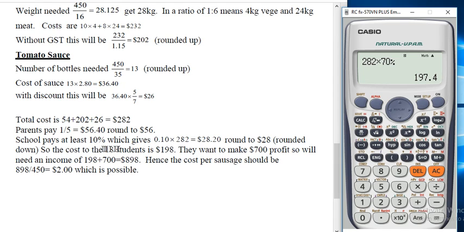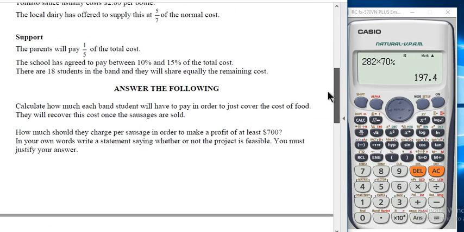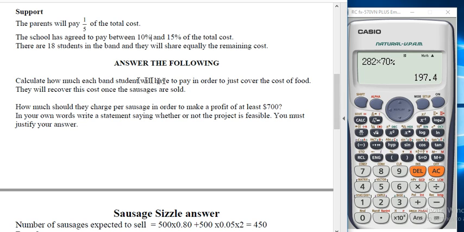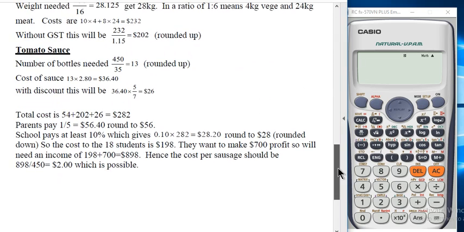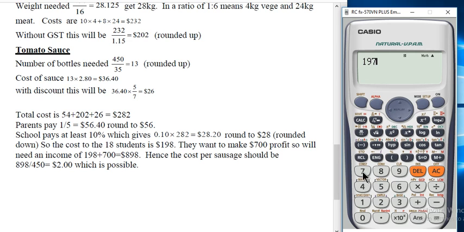So the cost to 18 students, so let's just have a look. What was the other question? We're almost finished here. Okay, each band member, there's 18 band members. Now they're going to have to pay for the cost of the food, so let's take that 197, I think it was, wasn't it? 197.4 divided by 18, as there are 18 people. Yep. Alright, so that's what they're going to pay each.